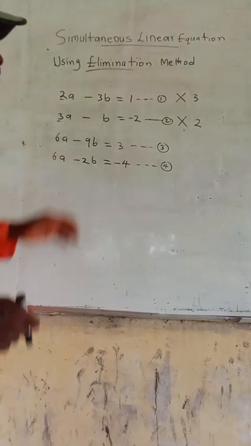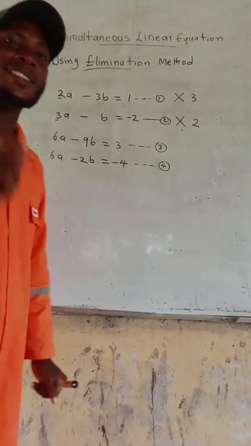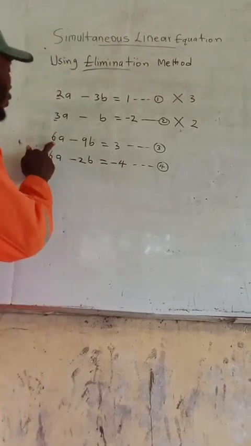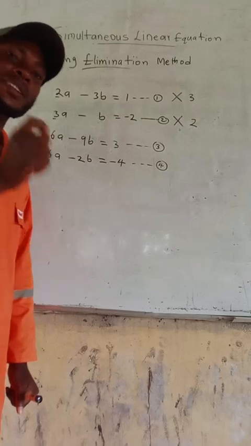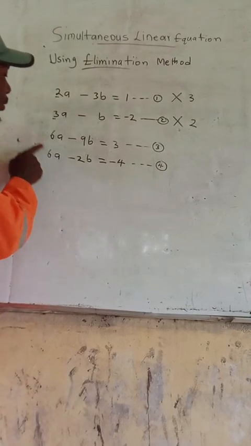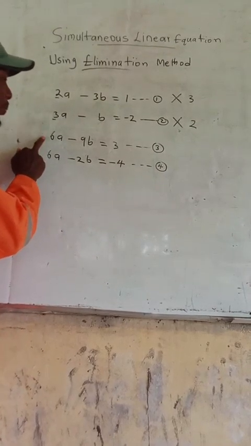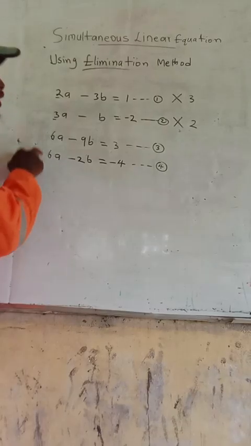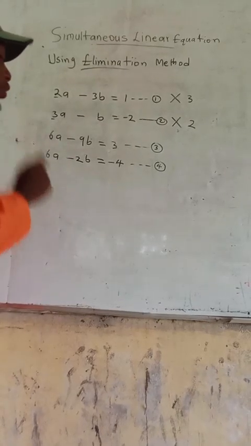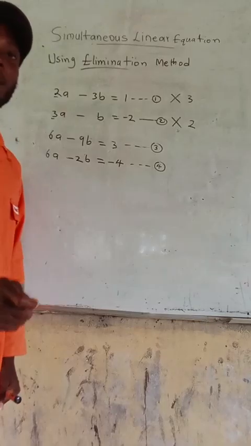Okay. Now the next thing I told you about the sign. If the coefficients should be the same, their signs should not be the same. If you look at them, you will observe that this one has a positive sign and this one also has a positive sign. Invisible plus, invisible plus. So one should have a minus sign. That is the secret.